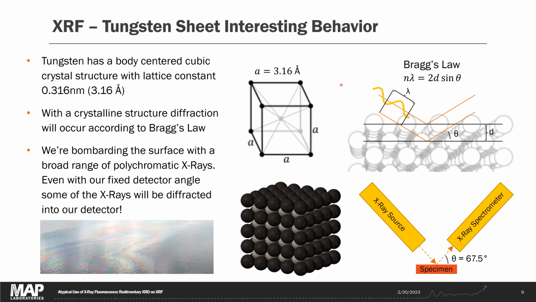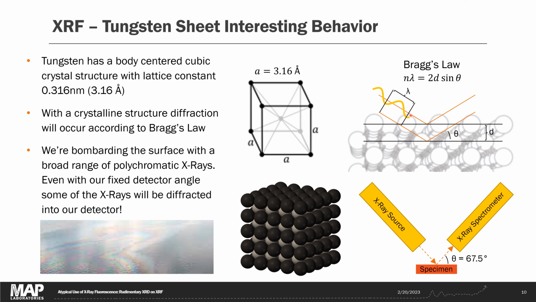Typically, when you're doing X-ray diffraction analysis on an X-ray diffraction instrument, you'd be using monochromatic X-rays, X-rays of a single wavelength, and you'd be adjusting this angle theta here to measure the crystal structure of the specimen under test. On an XRF, we're doing things a little bit differently. We have a fixed angle between the X-ray source and the spectrometer and the specimen, and instead of shooting monochromatic X-rays at the specimen, we're shooting polychromatic X-rays.